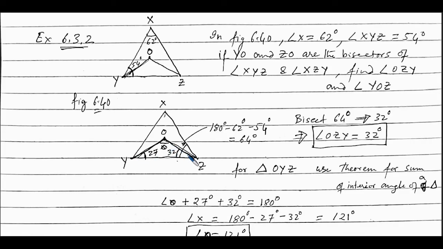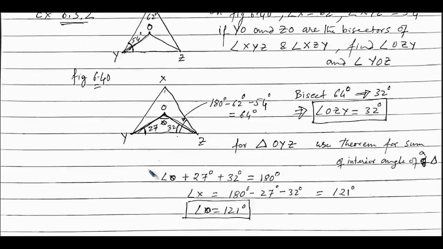This is another triangle here. So this angle plus this angle plus this angle has to be 180. I can write that angle O plus 27 degrees plus 32 degrees is 180. I bring these two numbers to the right hand side. So angle O is equal to 121 degrees.